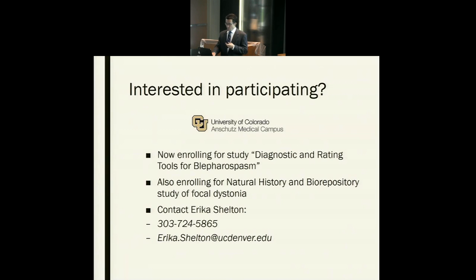And we're also enrolling for what's called a natural history and biorepository study of focal dystonia, including blepharospasm. That's to help us better understand how it spreads, and whether it spreads differently in people with blepharospasm and other conditions. It's also to look at the genetics that we heard about and that we need to do more research in. Erica Shelton is my research assistant. She's out there. She has a booth, and you can contact her at this number or email, or see her today if you're interested in participating.